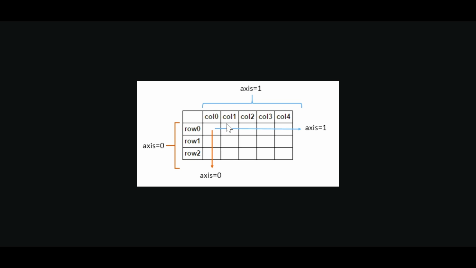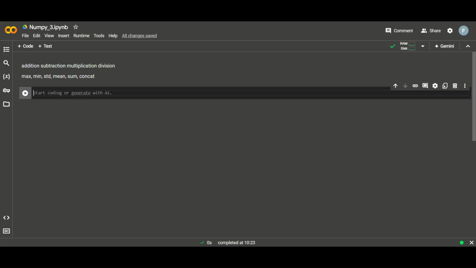So in this case, how many elements will you have? The maximum elements along axis 0: this one, this one, this one, this one, this one, 1, 2, 3, 4, 5. So you will have 5 maximum elements along axis 0, and you will have 1, 2, 3 elements along axis 1. So let's implement the code.